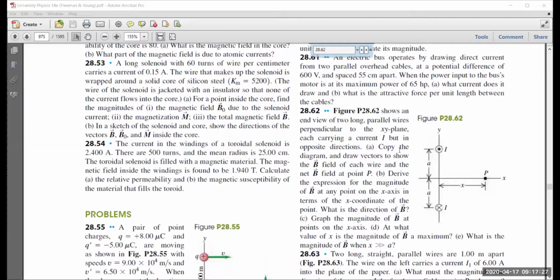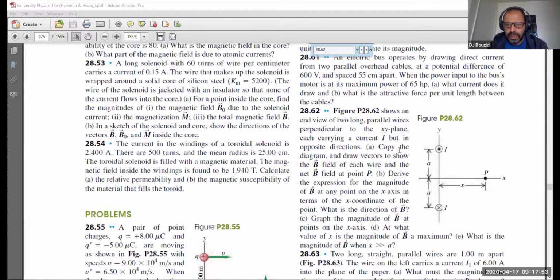Okay, so what we have in this picture, we have two long wires. The top wire has a current coming out, and the bottom wire has a current going in, okay? And that's a cut from them, basically. These are long wires going into and out of the screen. Each one is carrying a current I, but in opposite directions. Copy the diagram and draw vectors to show the B field at each point P.